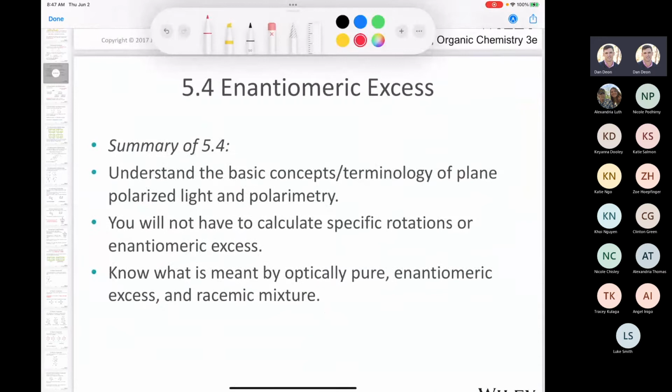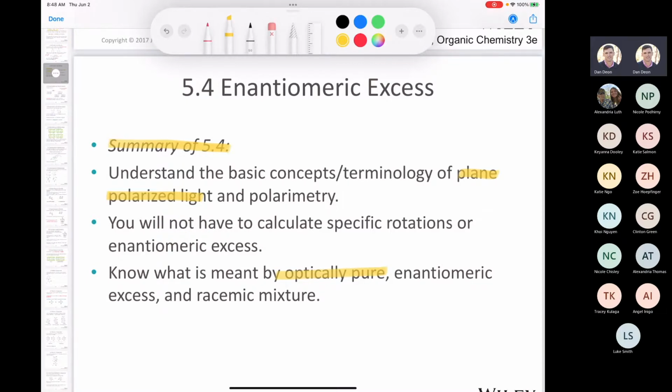But here is the summary of this section of what you need to know. You need to understand what plane polarized light is. You need to understand that when you pass polarized light through a solution of a chiral molecule, it's going to rotate that plane polarized light. You need to understand that two enantiomers are going to rotate plane polarized light in equal and opposite directions. You will not have to calculate specific rotations or enantiomeric excess, but you should know what it means when I say something is optically pure. It means you have a pure enantiomer.